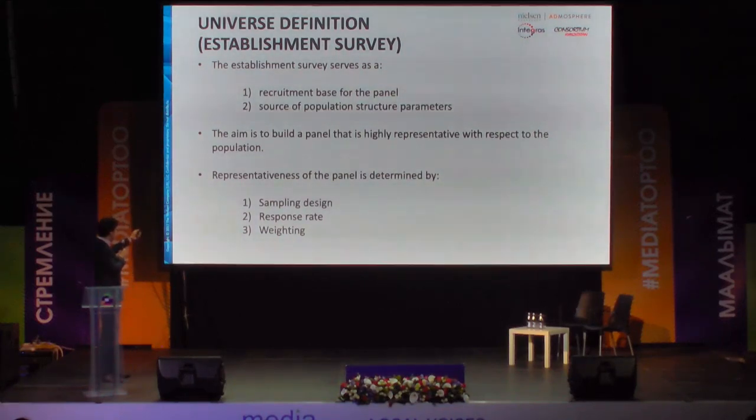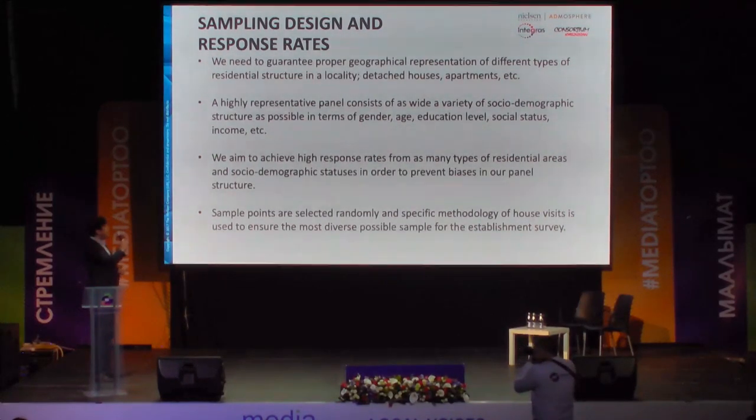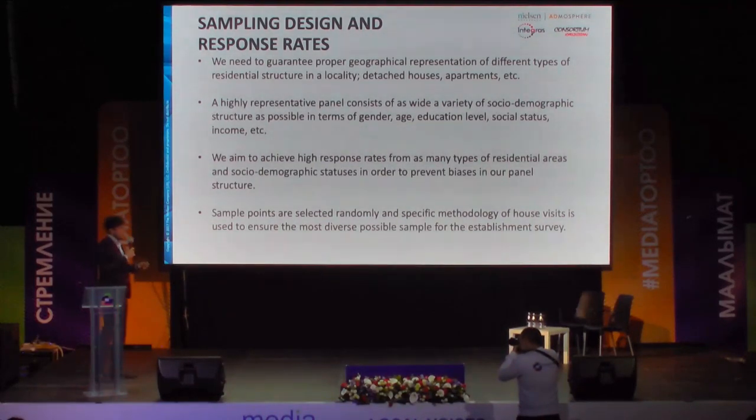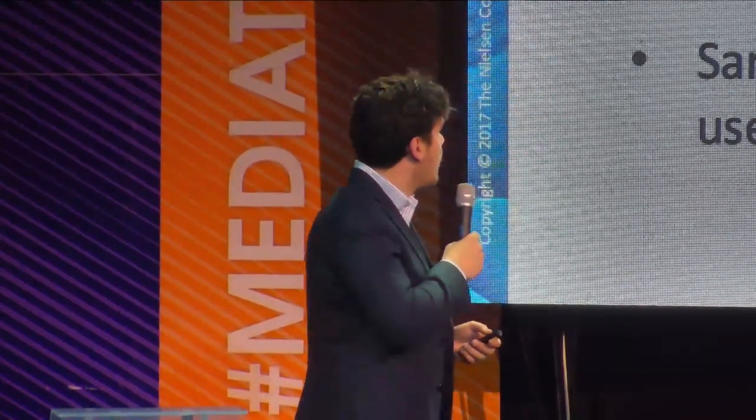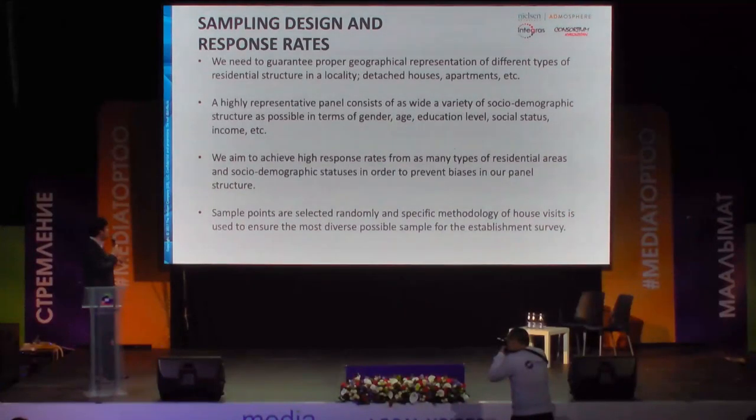As I've said there, the aim is to build a panel that is highly representative with respect to the population. And we do this through sampling design, response rate and weighting, which I will talk about now. We need to guarantee a proper geographical representation of different types of residential structure in a locality, which would include detached houses, apartments, flats, and other localities like that. A highly representative panel consists of as wide a variety of socio-demographic structure as possible in terms of gender, age, education level, social status, income, etc.